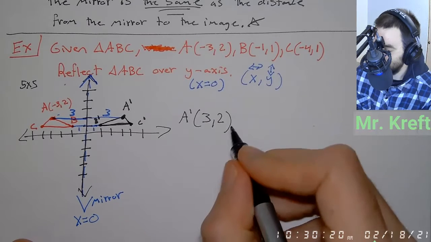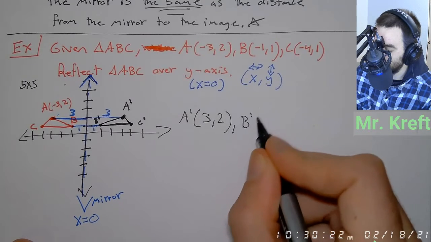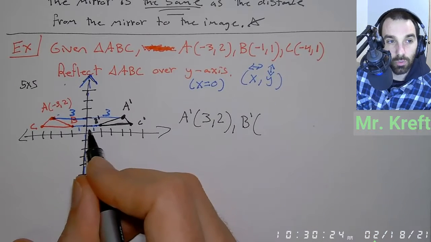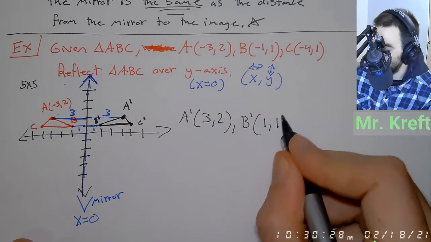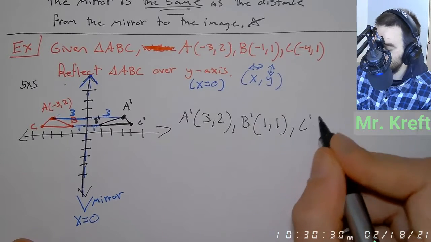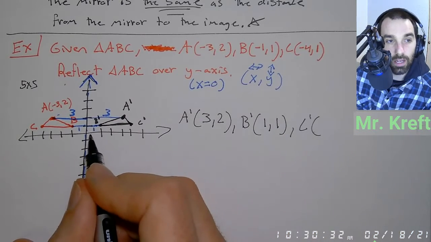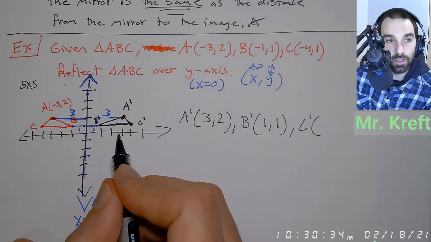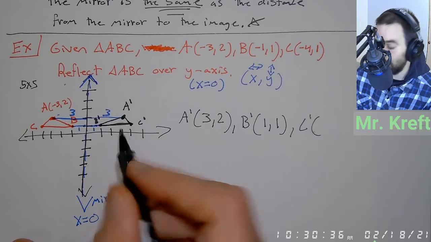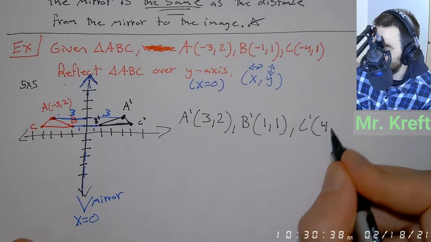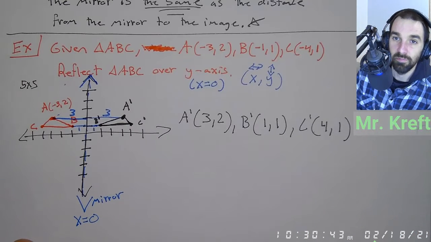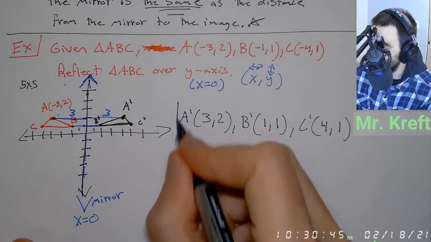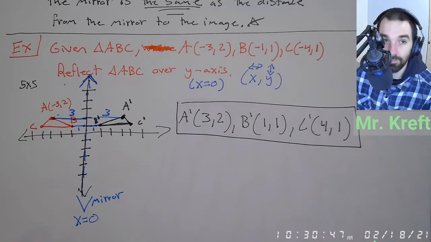Okay, and that's it. So then I do the same thing for B prime. I go right 1, I go up 1, so this would be 1, 1. And then C prime, I'm going to go right 1, 2, 3, 4, up 1, so I'm going to be at 4, 1. Exciting. Okay, so that would be my answer.